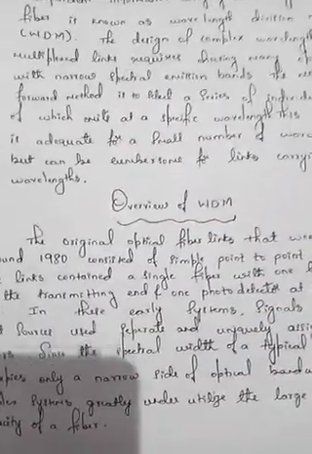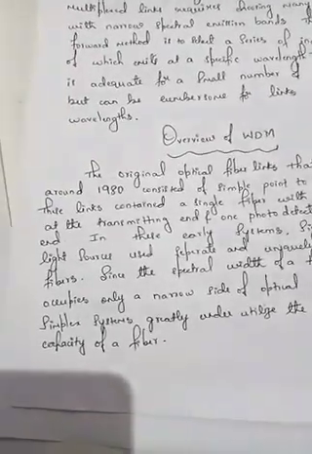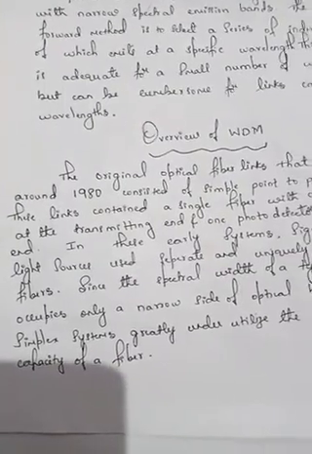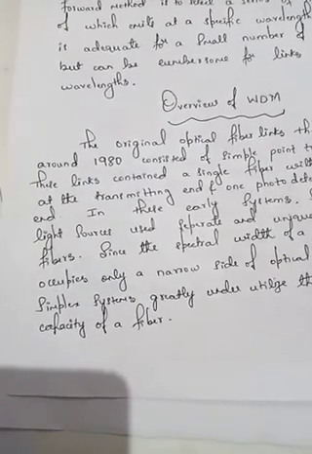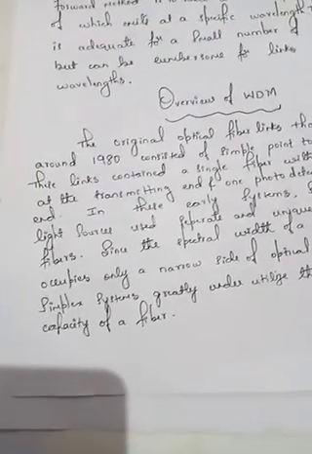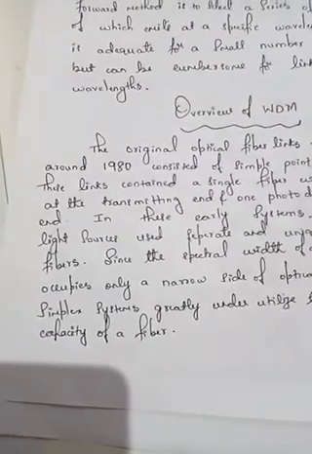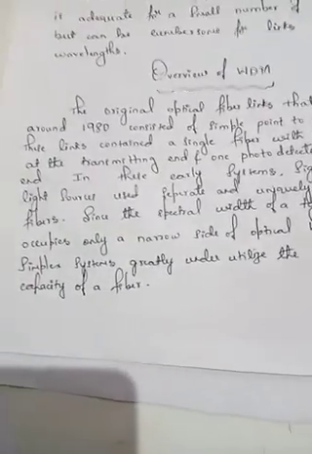wavelengths. Coming to the overview of WDM, the original optical fiber links that were deployed around 1980 consisted of simple point-to-point connections. Thus, links contained a single optical fiber with one light source at the transmitting end and one photodetector at the receiving end. In this early system, signals from different light sources used separate and uniquely assigned optical fibers.